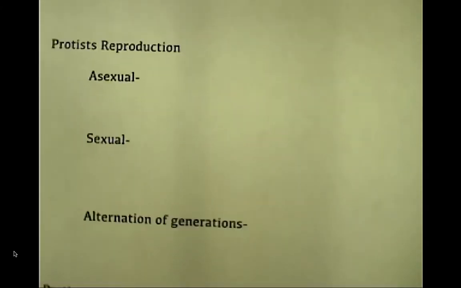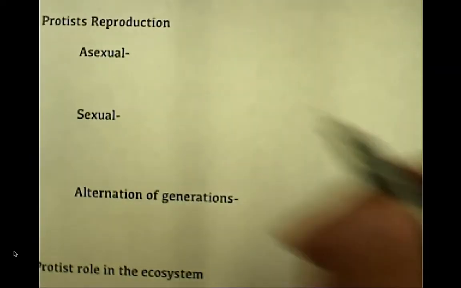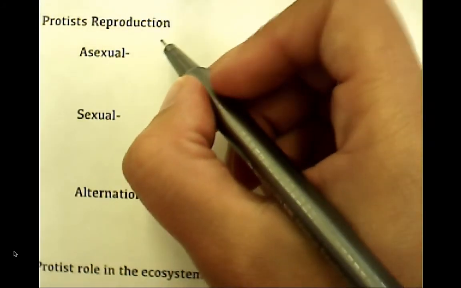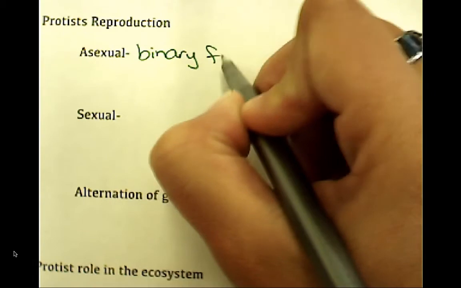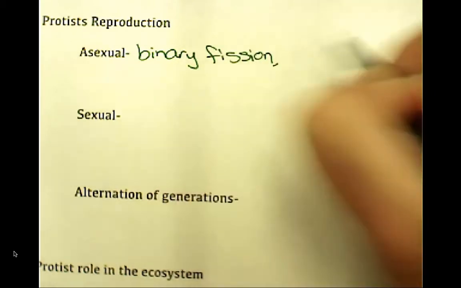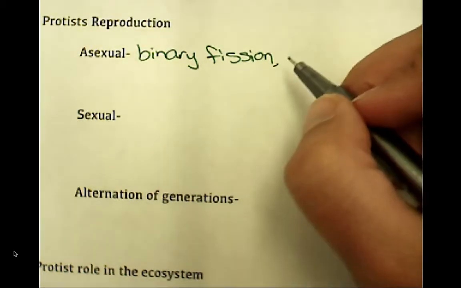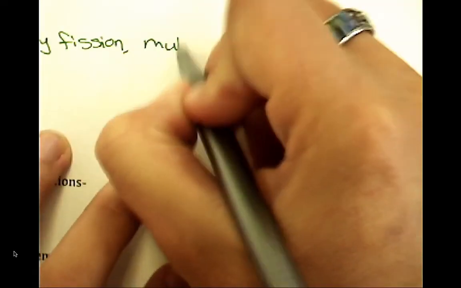So protists, they can reproduce. They have to make more of themselves, right? So there's a few ways that they can do this. The first one is they can do asexual reproduction, and there's actually 4 different ways they can do it. One is binary fission, like we saw in the prokaryotes. One is sort of a retake on binary fission, if you will. It is multiple fission.